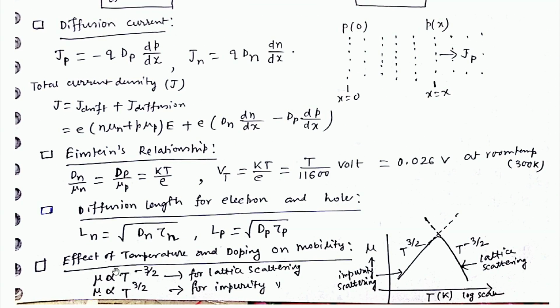Okay. Effect of temperature and doping on mobility. If you plot mu versus T, you will get one curve varying as T to the power 3 by 2 and another varying as T to the power minus 3 by 2. This is for impurity scattering, this is for lattice scattering.